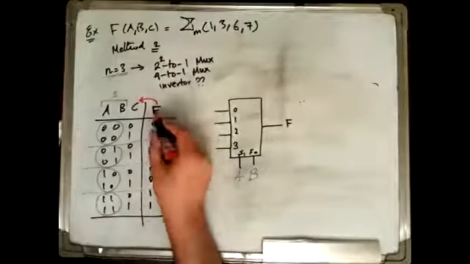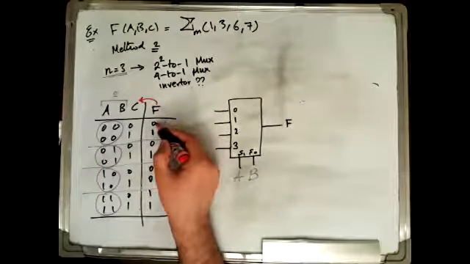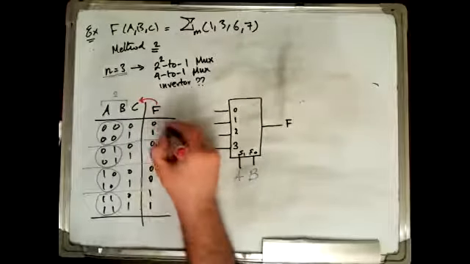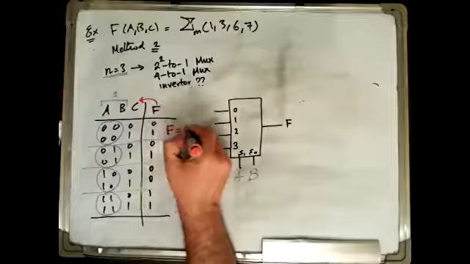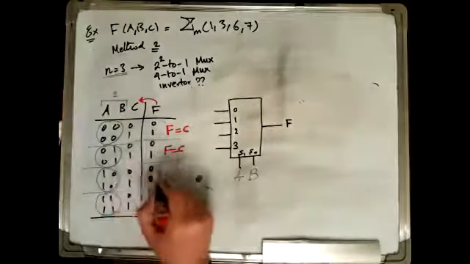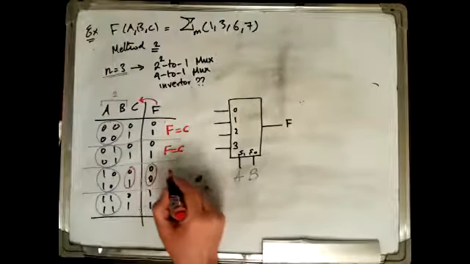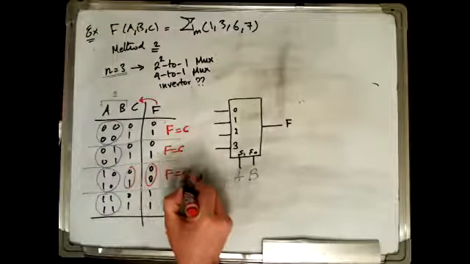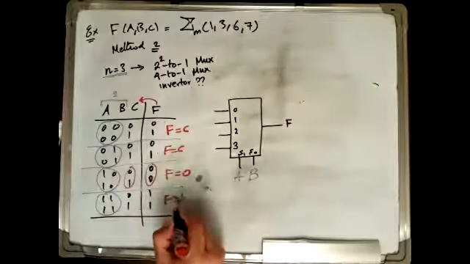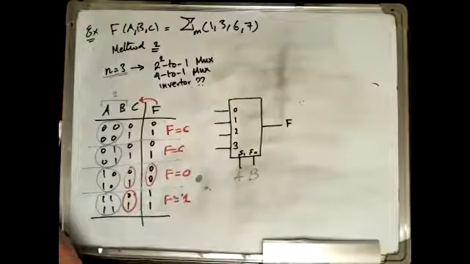So what is f in terms of c here? If c is 0, f is 0. If c is 1, f is 1. So this is f equals c. The same thing here, it is f equals c. And here we have, regardless of c, the function is always 0. So this is f equals 0, f equals 1. Regardless of c, the function is always 1.